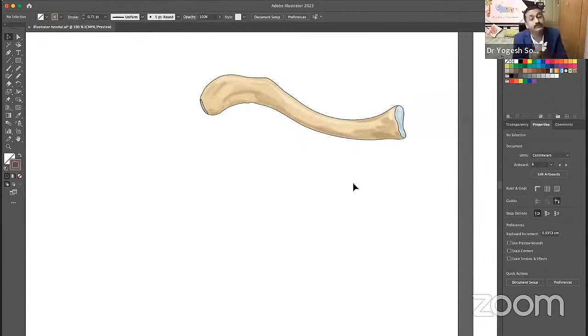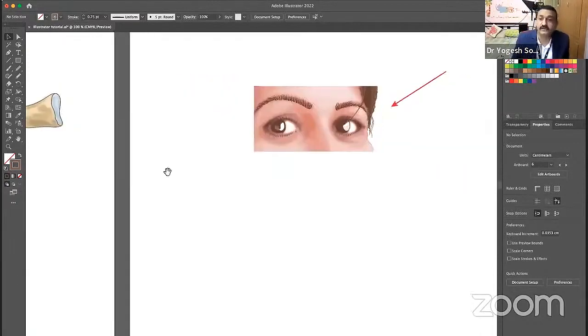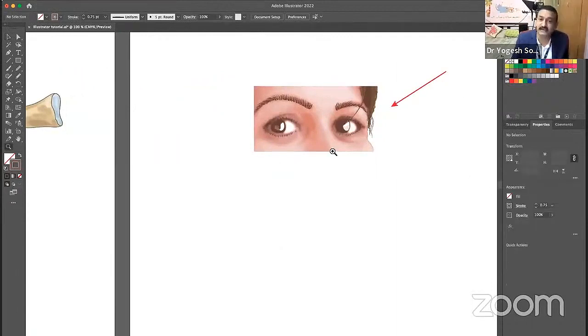I was not copying and pasting. Most of the illustrators just copy the nucleus and float it here and there. It will not give the natural appearance. If you want a natural appearance, each and every detail you have to draw with your hand. So this is one illustration. This is another illustration that I want to show.